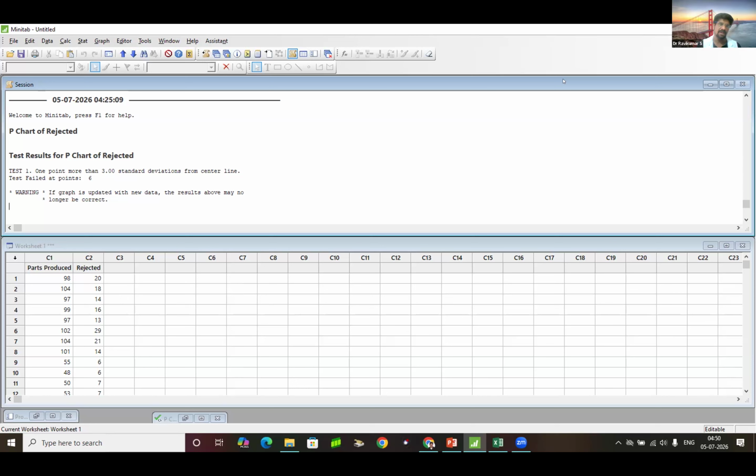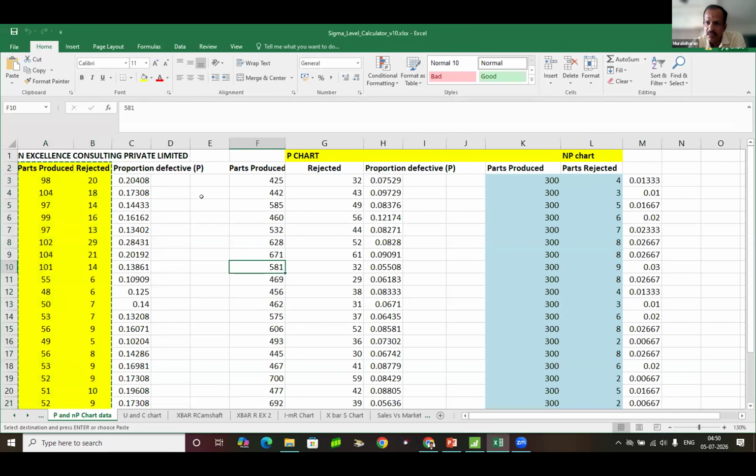You don't have to share it on my laptop. You are attending the Zoom on the laptop, correct? No problem. Just minimize the Zoom. In the meantime, you can open Minitab. You have already opened it? Okay, then open the Excel sheet also, the Excel sheet named Sigma level calculator. Yeah, where to get that?